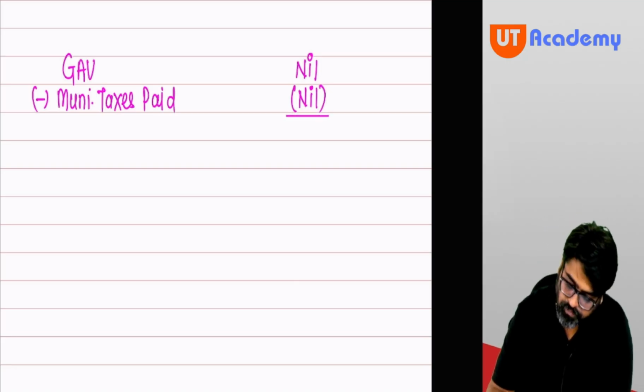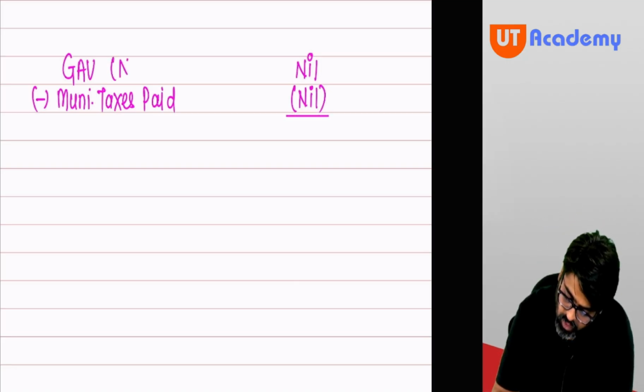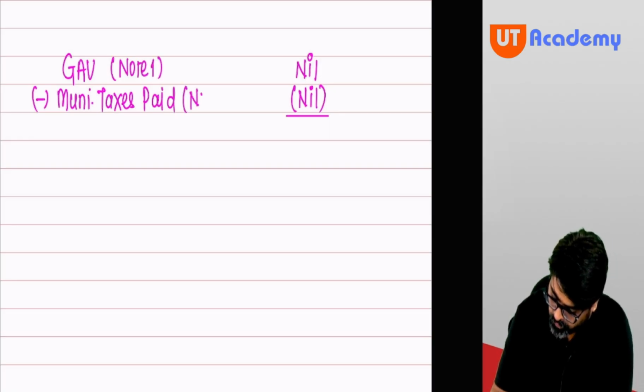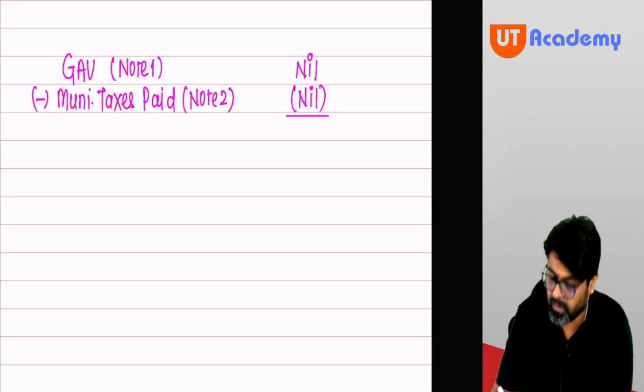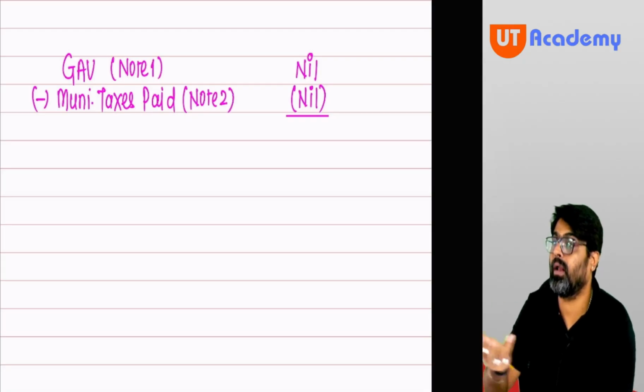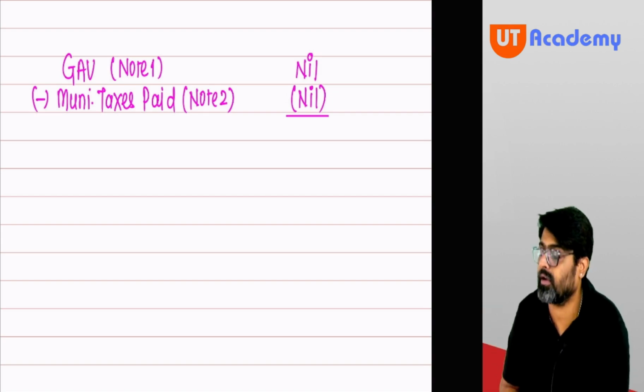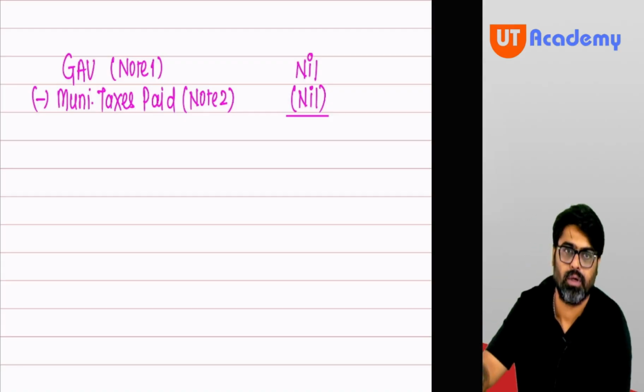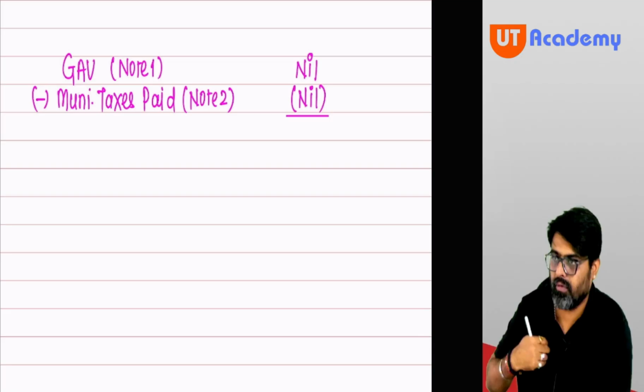What are we going to do? We are supposed to write a note for GAV, note 1. We are supposed to write a note for municipal tax also, because the examiner is going to ask you what you have done with municipal value and fair rent. We have given the amounts of fair rent and municipal value. Why have you not taken those things in the solution? So you will have to give a note. What note you are going to give? I will dictate you. Don't worry.